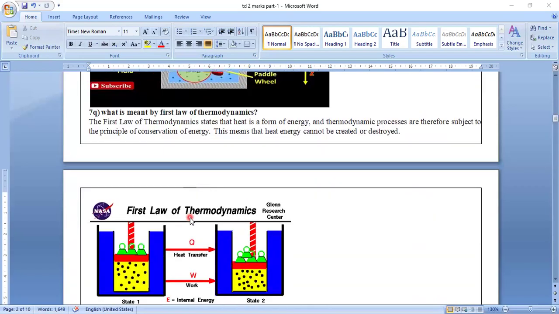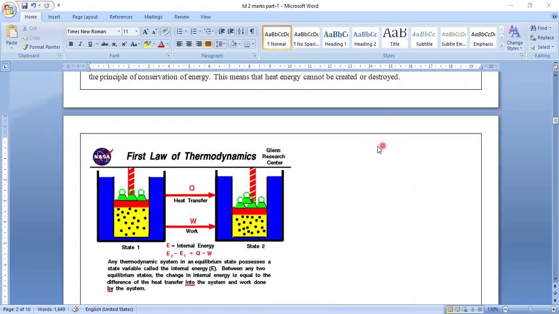So let us take the seventh question: what is meant by the first law of thermodynamics? Let me take the definition. The first law of thermodynamics states that heat is a form of energy, and thermodynamic processes are therefore subjected to the principle of conservation of energy. Conservation of energy means energy is neither created nor destroyed in the universe. It is already there, it just transfers from one form of energy to another. This means that heat energy cannot be created nor destroyed. This is said by the first law of thermodynamics.